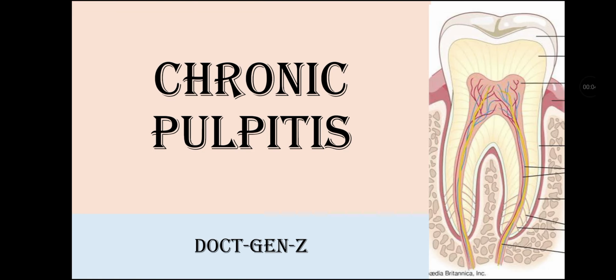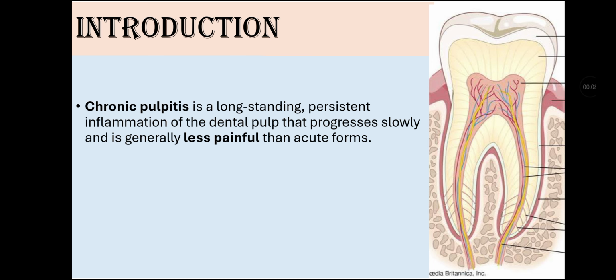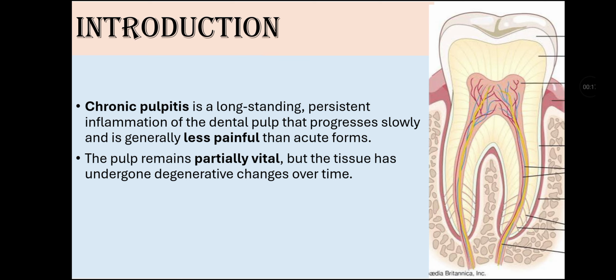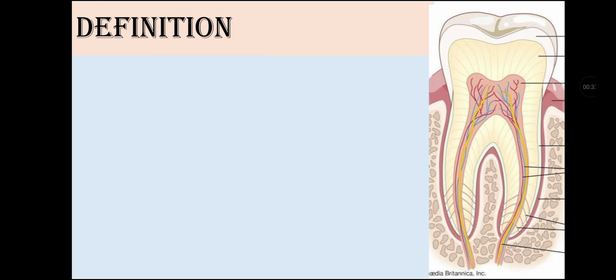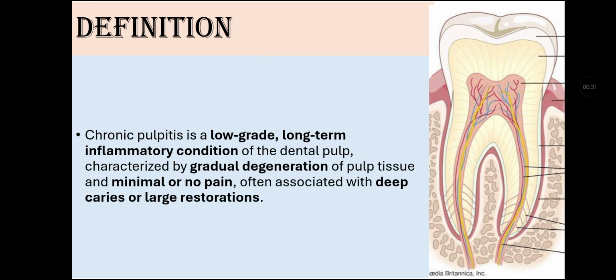Today we are going to talk about chronic pulpitis. We will start our topic with introduction. Chronic pulpitis is long-standing persistent inflammation of dental pulp that progresses slowly and is generally less painful than the acute form. In this, the pulp remains partially vital, but the tissue has undergone degenerative changes over time. Chronic pulpitis can be asymptomatic or present with mild dull discomfort and is often detected during routine exam or radiographic examination.